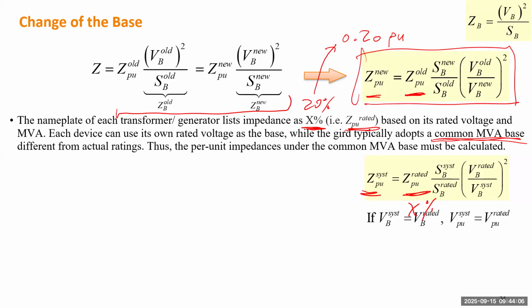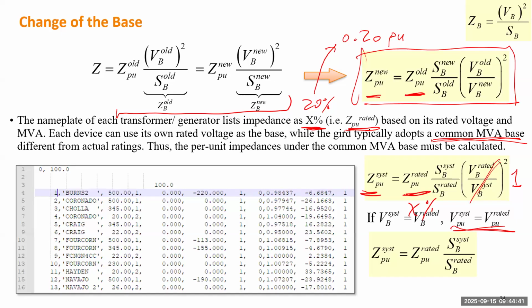And if the system base voltage is equal to the equipment's rated base voltage, this parenthesis will be 1. This one doesn't change. Then that will simplify the formula. We only need to use this one to change the impedance base, to change the per unit value for impedance, and the per unit value for voltage doesn't change.